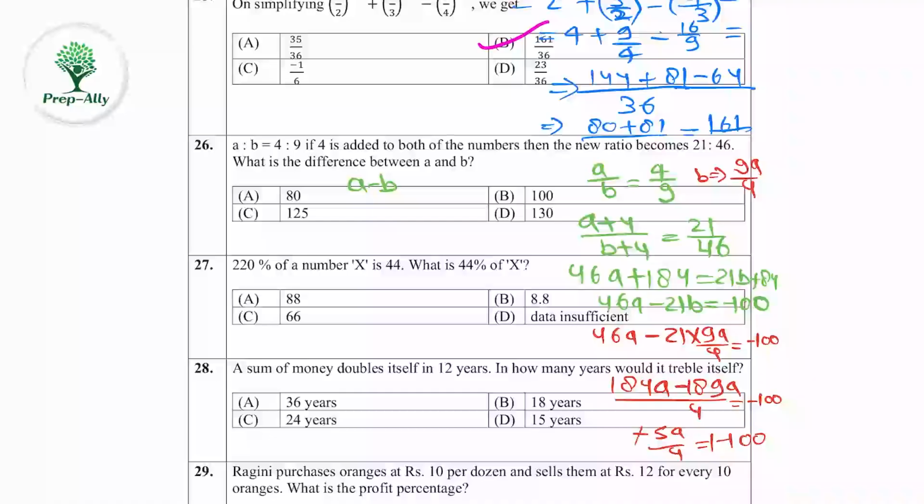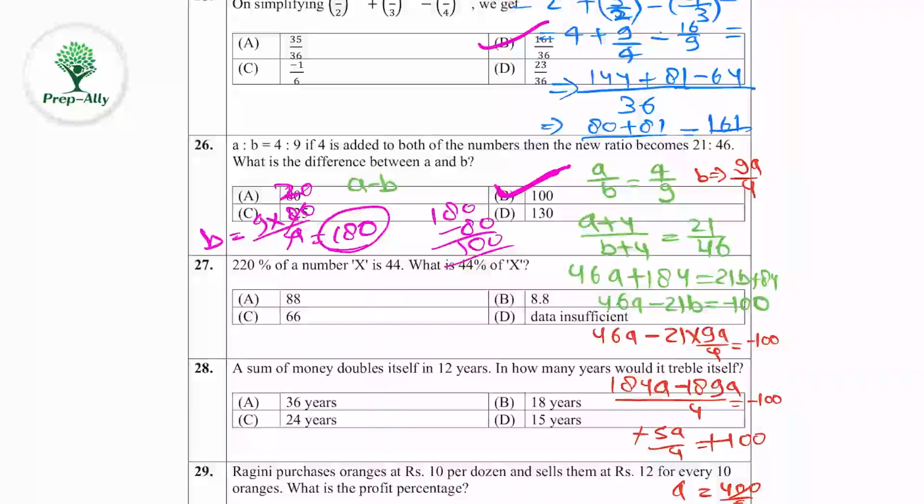So minus minus cancel out. So a is equal to 400 by 5, which is equal to 80. So the value of a is equal to 80. Now if I substitute the value of a here, b we are getting 9 into 80 by 4, which is 180. So the bigger value is 180, the smaller is 80, so 180 minus 80, we are getting the difference is 100. So option B is the correct one. So the correct answer is option B.